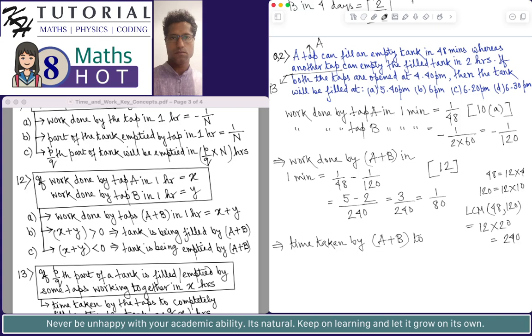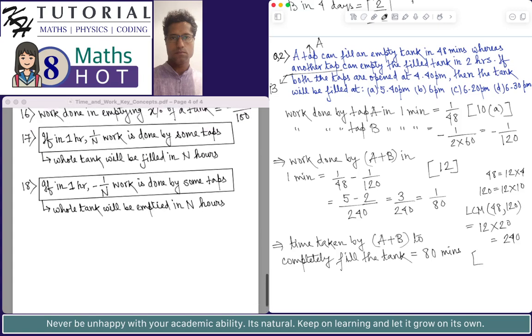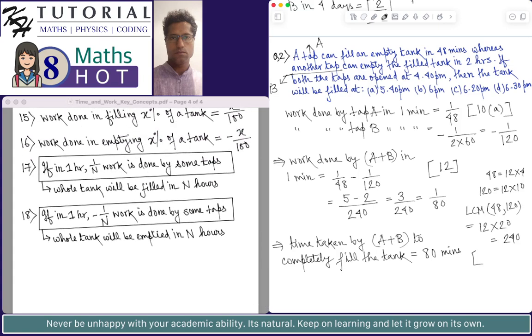Okay, so the time taken by A plus B to completely fill the tank will be equal to 80 minutes. This is using the concept 17, that is, if in 1 hour, in the concept it is an hour, but it could be minutes as well.